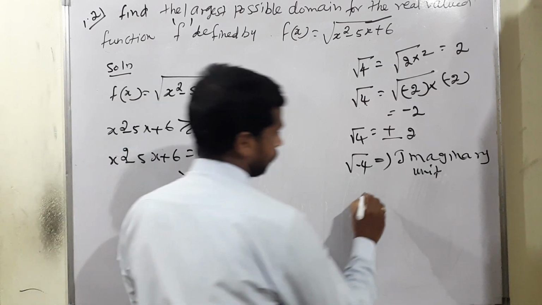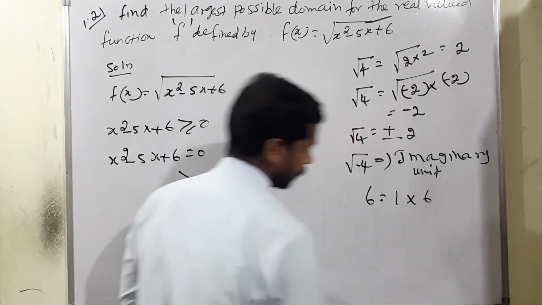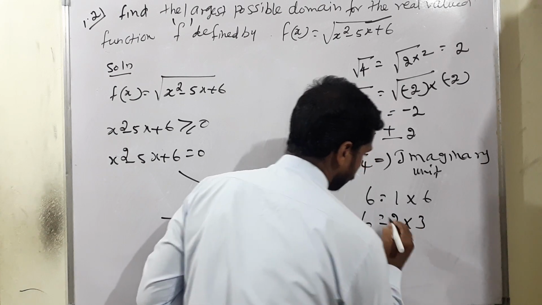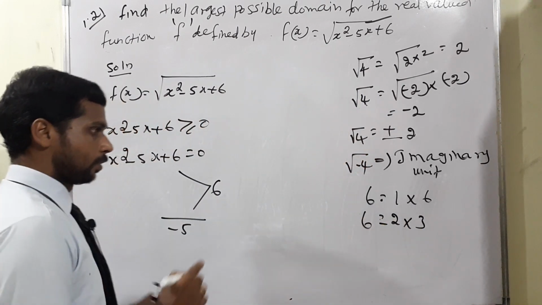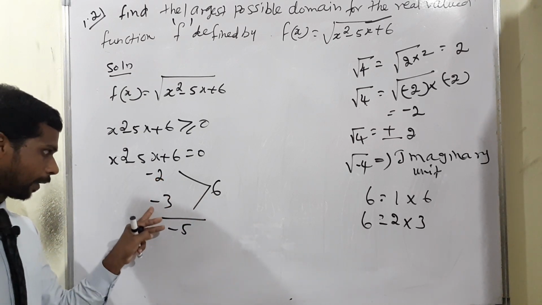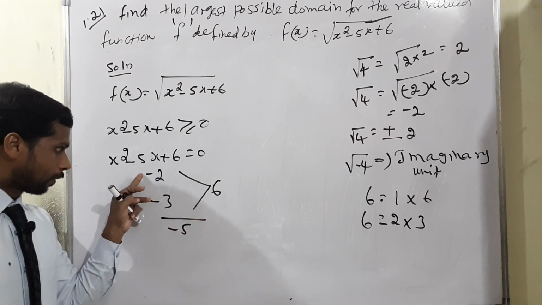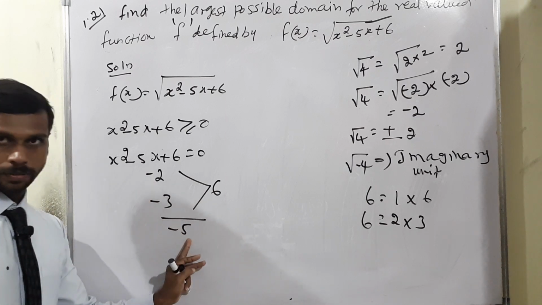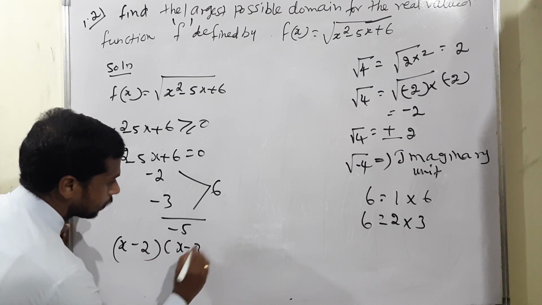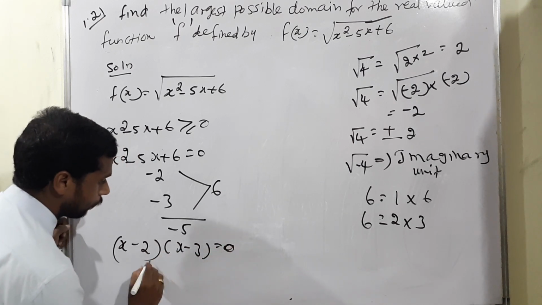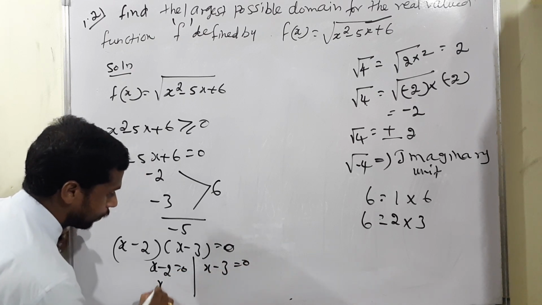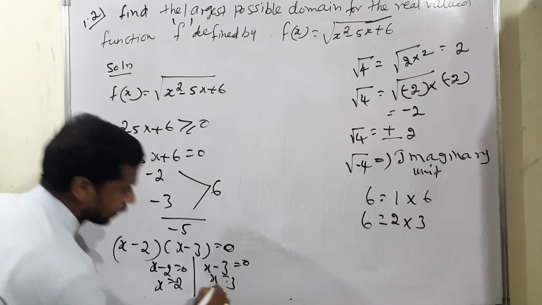Therefore, how is 6 considered? 6 can be taken as 1 into 6, and at the same time 6 is equal to 2 into 3, isn't it? So definitely we have minus 2 and minus 3. The product minus 2 into minus 3 is positive 6, and the sum minus 2 plus minus 3 is minus 5. It's clear, no? Therefore x minus 2 and x minus 3 is equal to 0. Therefore x minus 2 is equal to 0 and x minus 3 is equal to 0, so x is equal to 2 and x is equal to 3.